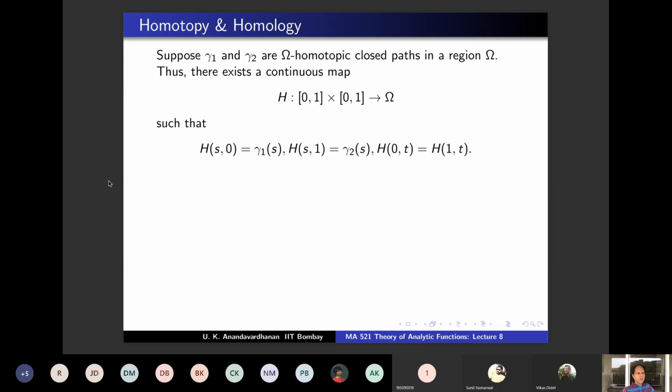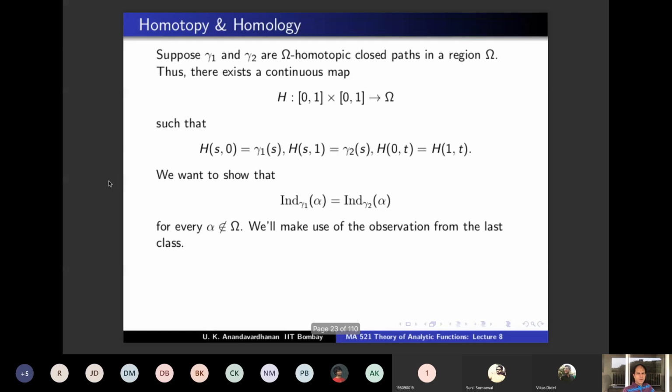So at the start it's one of these paths, at the end it's the other path, and it can be continuously deformed within omega via these closed paths. That's what homotopy meant for us. And we want to show that the index of alpha with respect to gamma 1 equals the index of alpha with respect to gamma 2 for every alpha outside omega. This was the definition of gamma 1 and gamma 2 being homologous. So this is what we should show.